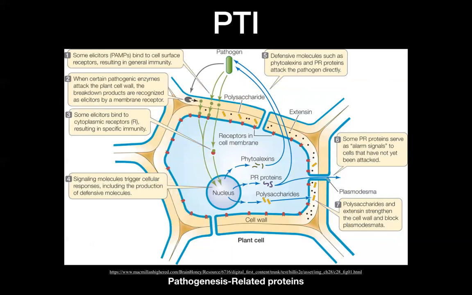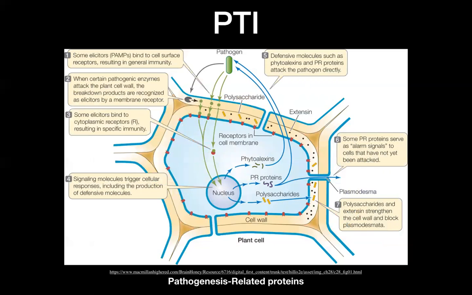Step 3, some of the elicitors bind to cytoplasmic receptors, resulting in specific immunity, kind of like we've been talking about. Step 4, signaling molecules trigger cellular responses, including the production of defensive molecules. And this is where the plant starts producing pathogenesis-related proteins. It starts shifting its hormone response, and it's going to produce more phytoalexins, and that's part of step 5.